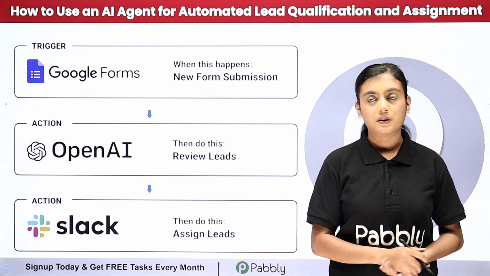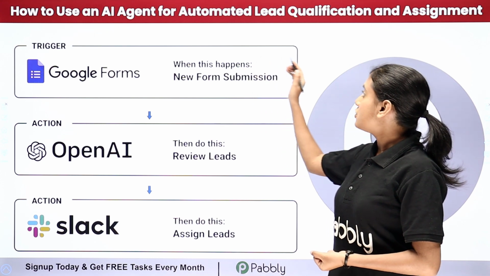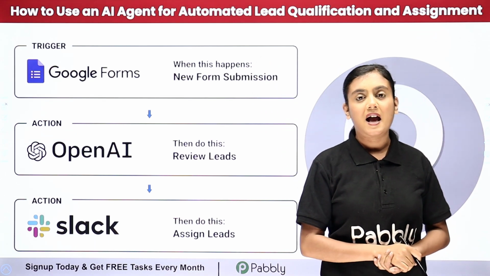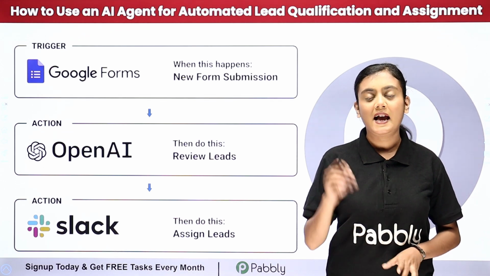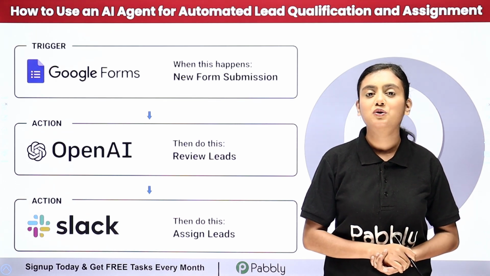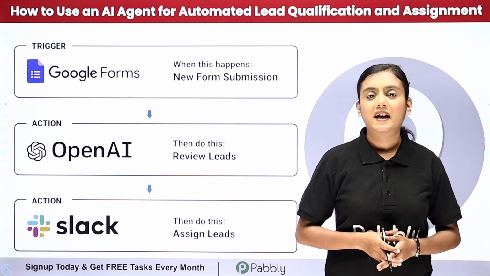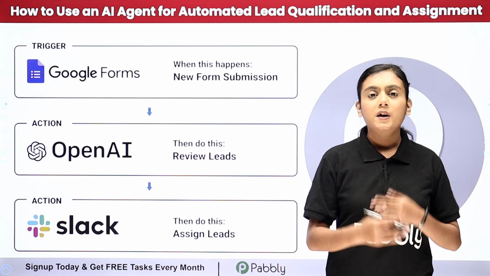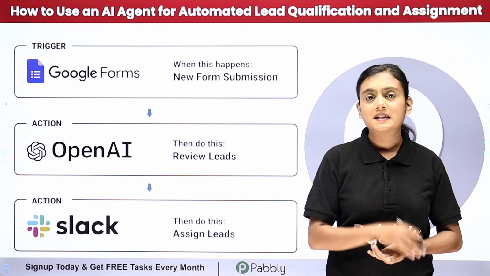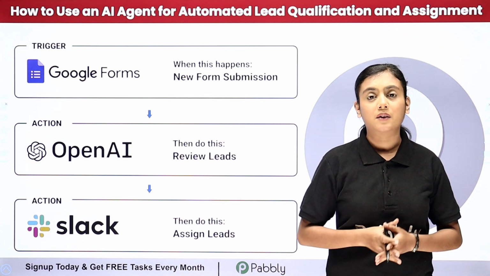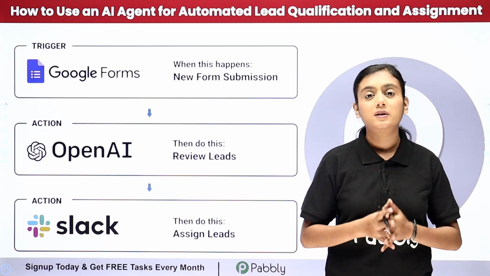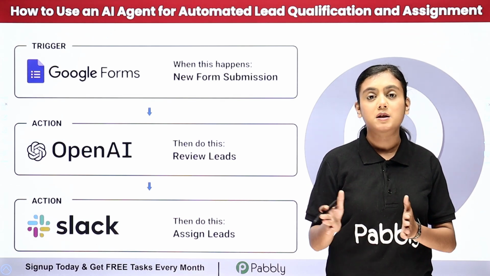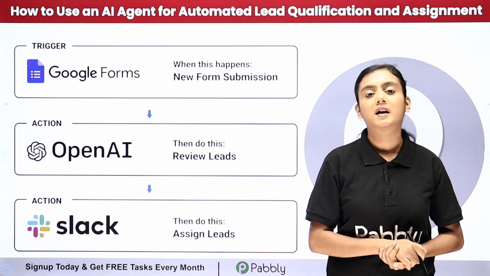In this video, we're going to learn how to use an AI agent for automated lead qualification and assignment. So I am an owner of a digital marketing agency and I have created a form with the help of Google Forms, with the help of which I collect my leads data. Firstly, I have to review all the leads, the lead qualification that I do manually. First, I do that. And then after the lead qualification, I assign all the leads to my specified team members manually, which is very time consuming and hectic.